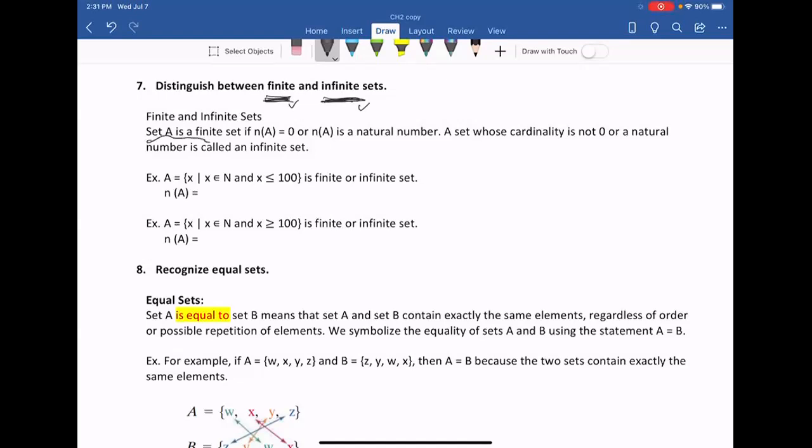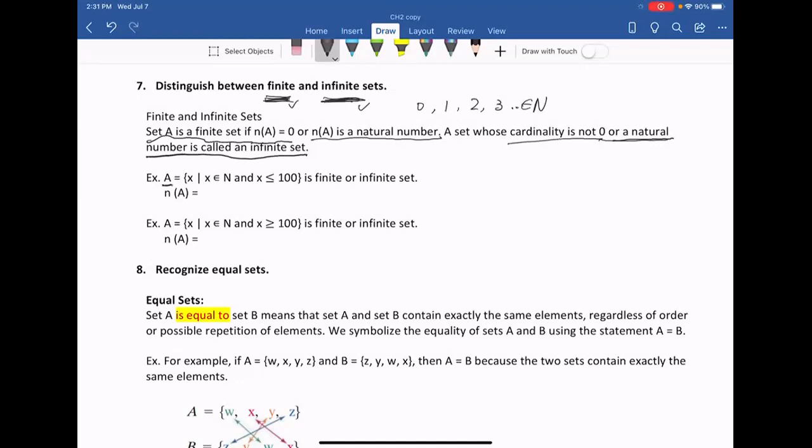Set A is a finite set if n(A) equals 0 or n(A) is a natural number. That means n(A) could be 0 or 1, 2, 3, any natural number. A set whose cardinality is not 0 or a natural number is called an infinite set. Let's decide which one is an infinite set, which one is a finite set.